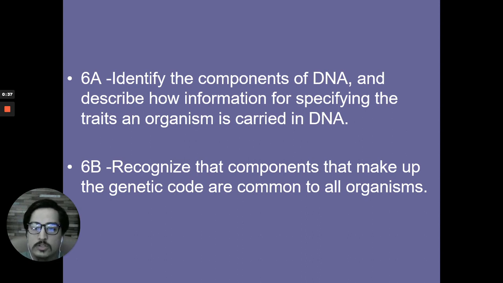I'm going to read really quick some of the things you need to know. Number one on the top says: identify the components of DNA and describe how information for specifying the traits of an organism is carried in DNA. What I'm saying is you need to know the parts and how that gives an organism, like a person, an animal or a plant, their physical looks. Why do they look the way they look? The bottom part says recognize the components that make up the genetic code and that are common to all organisms. We're going to talk more about this tomorrow, so let's not spend any more time on that.